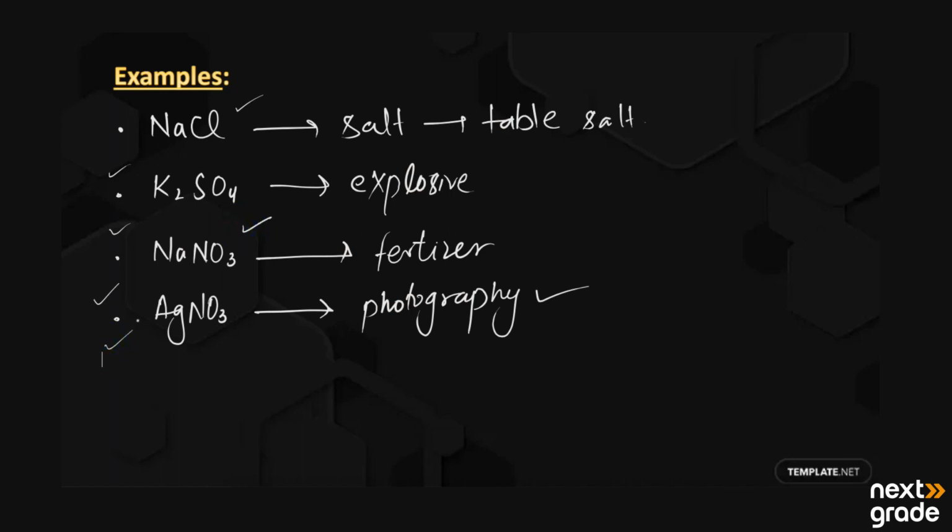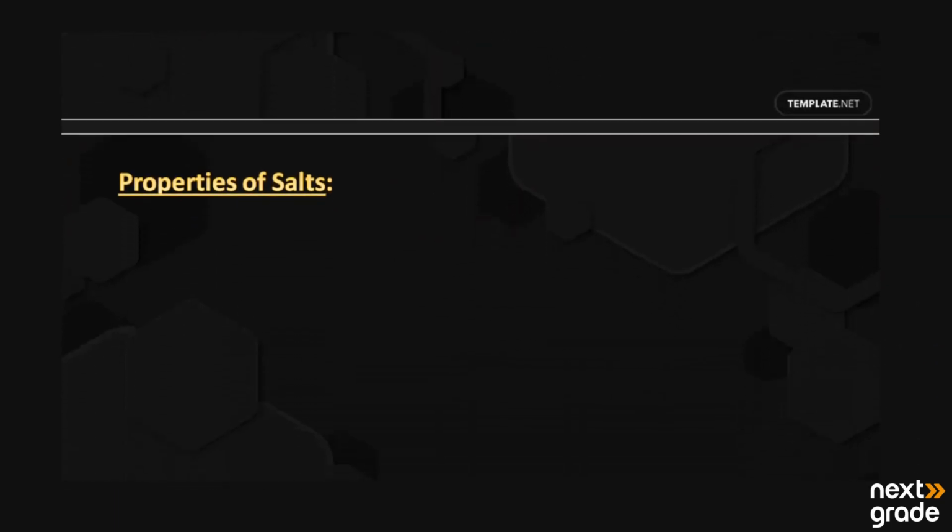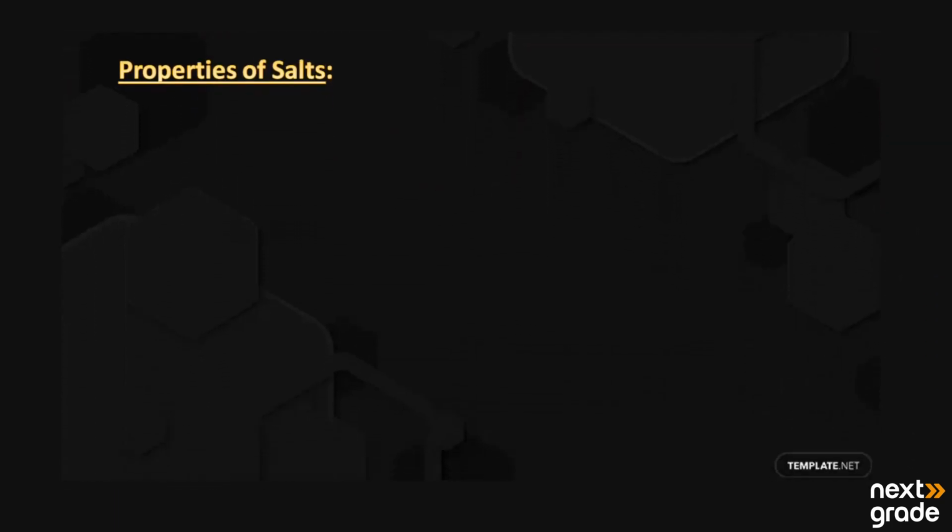So let's discuss some properties of the salts. So what are the main properties of the salt? Basically, if we have a look at the salts, these are ionic compounds. Salts are compounds having ions, and ions means they have metal positive ions, and along with that they have negative ions.